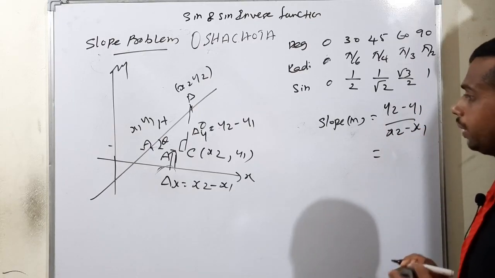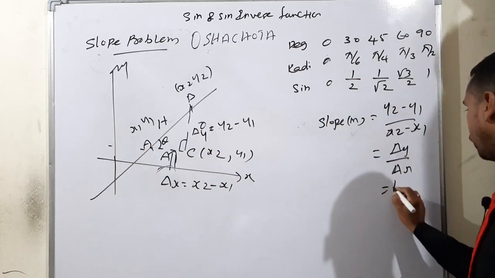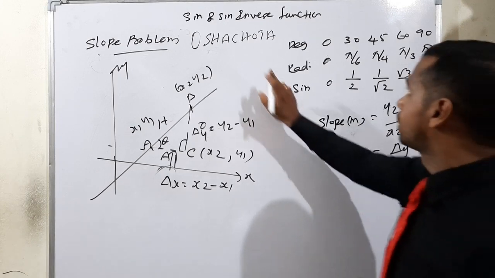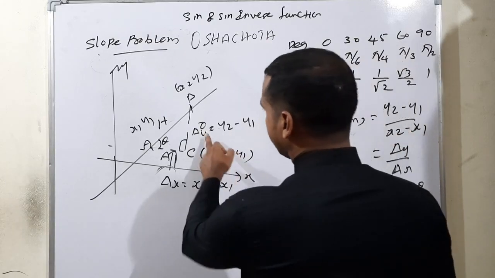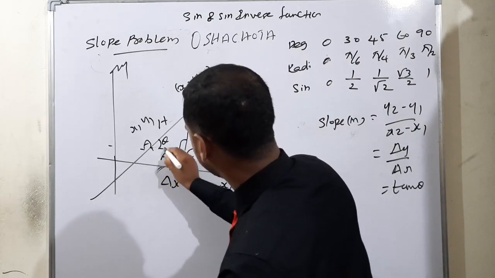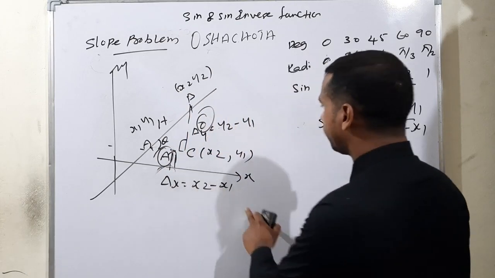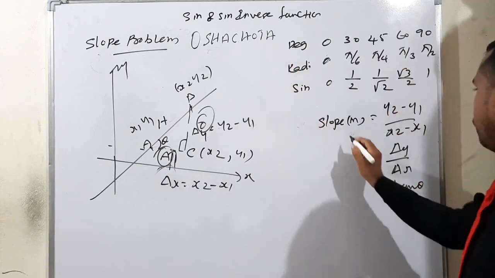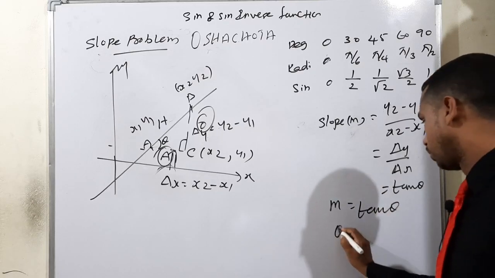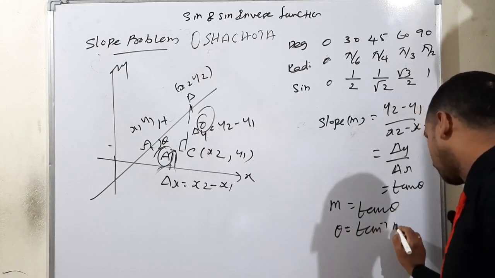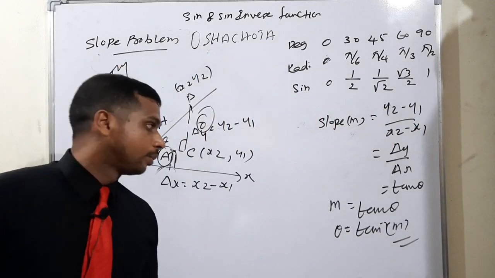So y2 minus y1 over x2 minus x1 is del y by del x, and this is actually tan theta. How do we say tan theta? Already I told you, tan theta means opposite divided by adjacent. This is the opposite and this is the adjacent. Therefore, instead of y2 minus y1 divided by x2 minus x1, we can say tan theta. Therefore m is equal to tan theta, so to find theta with the inverse function, theta is equal to tan inverse of m. It is useful for some 2 mark or 3 mark questions.